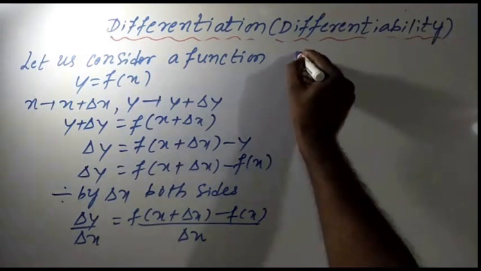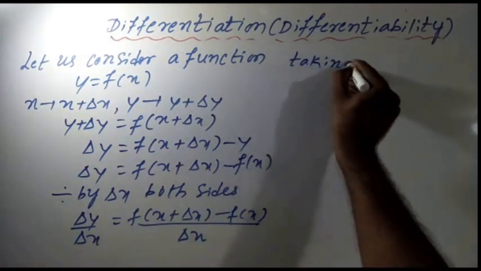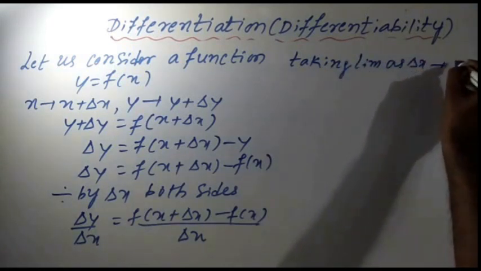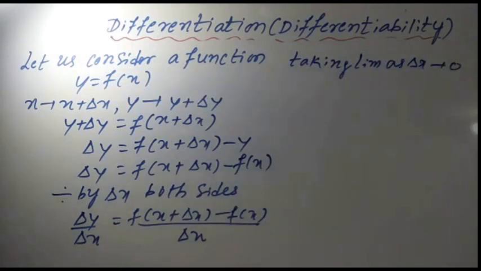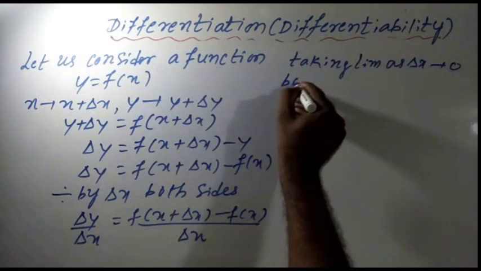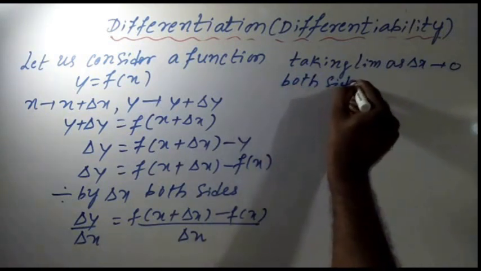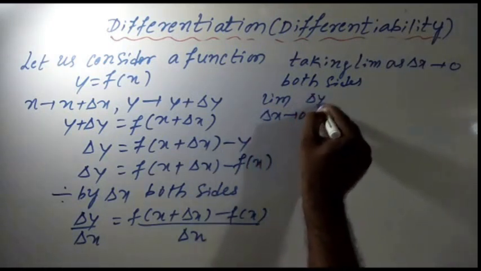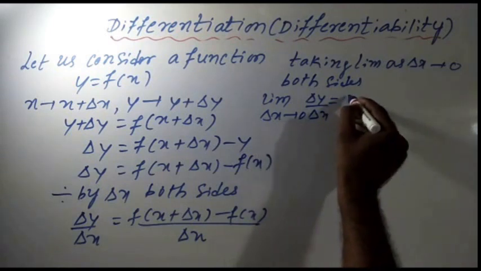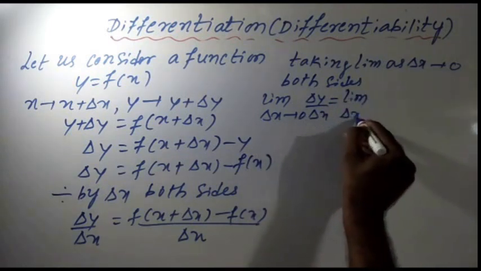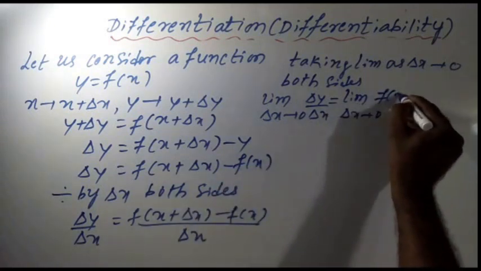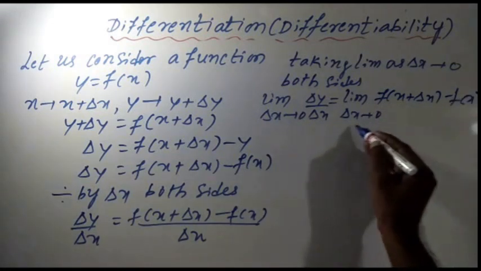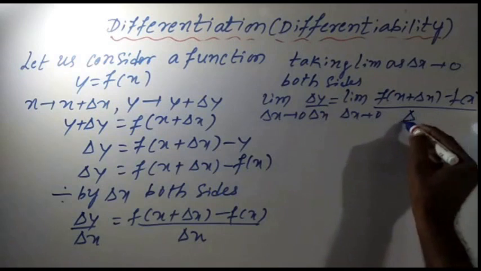Therefore taking limit as delta x tends to 0 on both sides. Then limit as delta x tends to 0, delta y by delta x is equal to limit as delta x tends to 0, f of x plus delta x minus f of x whole divided by delta x.